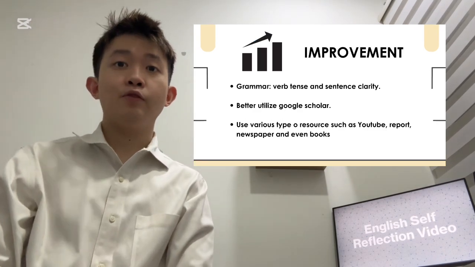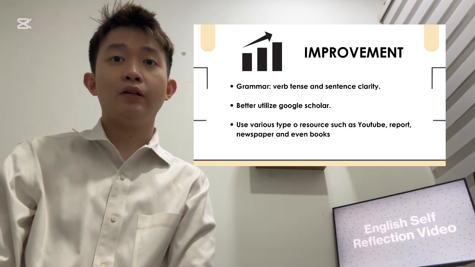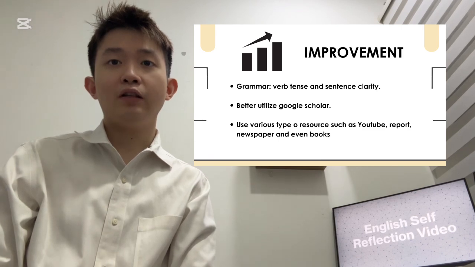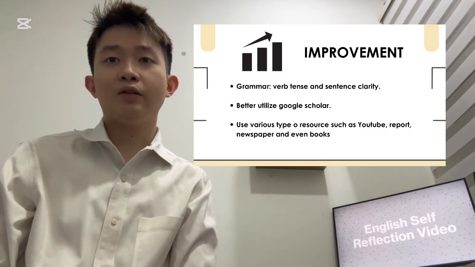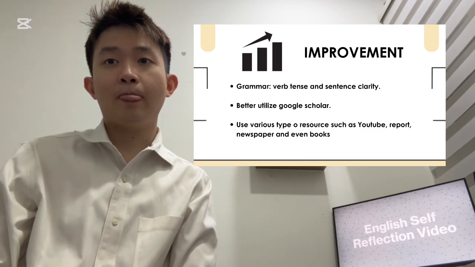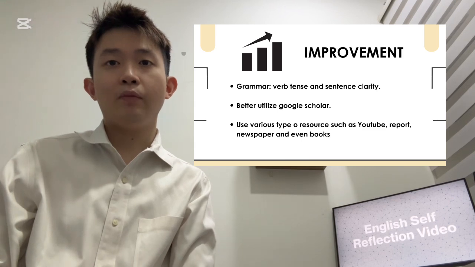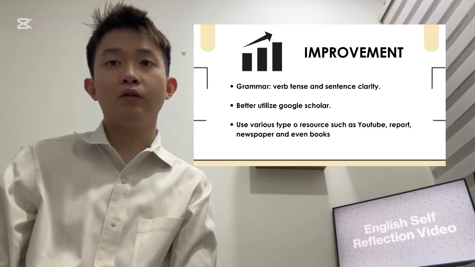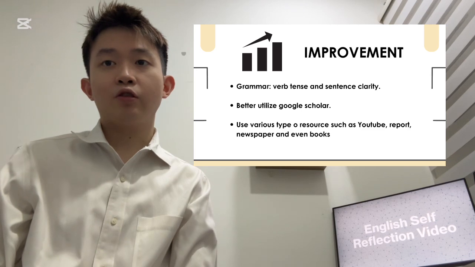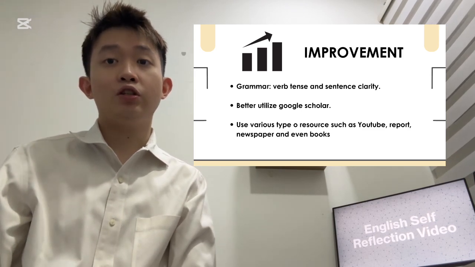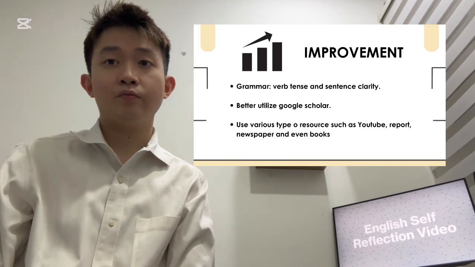Now let's talk about improvement. Finally, where can I improve? I think I need to keep working on grammar, especially verb tense and sentence clarity. I also want to improve my academic vocabulary and make my writing more formal. In the future, I will try to read more examples of good essays and get feedback from my teacher or classmates to help me grow.